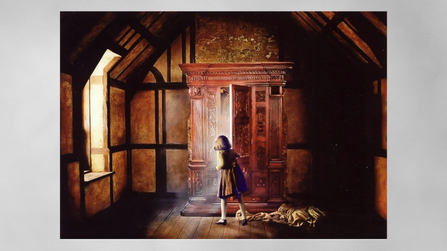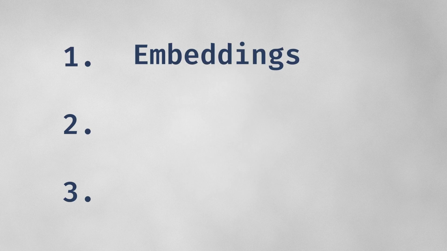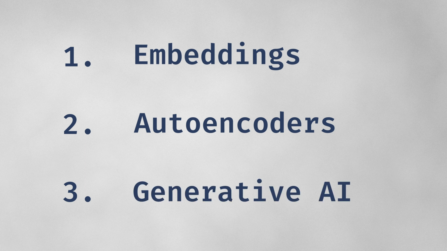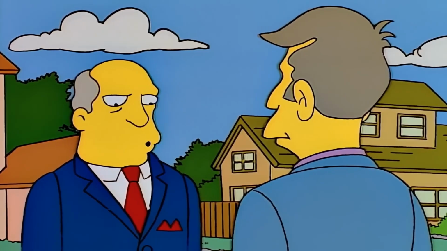This isn't me just flexing. That's just a happy little accident. Give me 2 minutes to explain my wardrobe and you'll understand everything you need to know about embeddings, autoencoders, and generative AI. I am an odd fellow, so I arrange my wardrobe in a particular way.